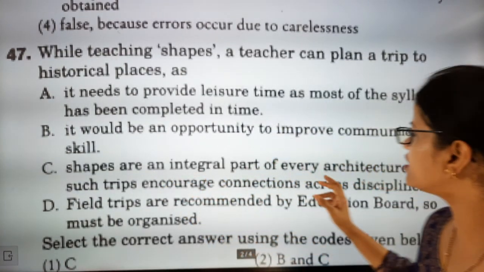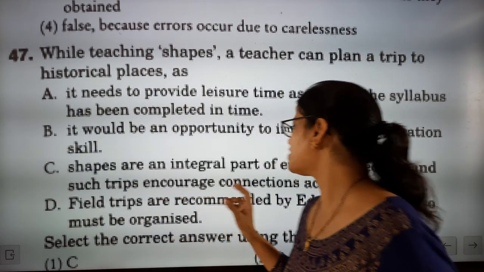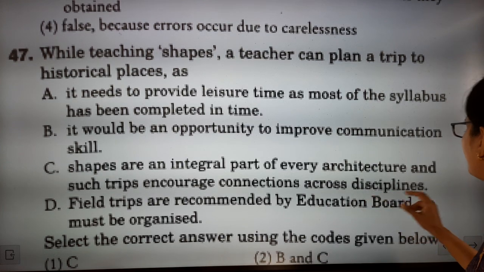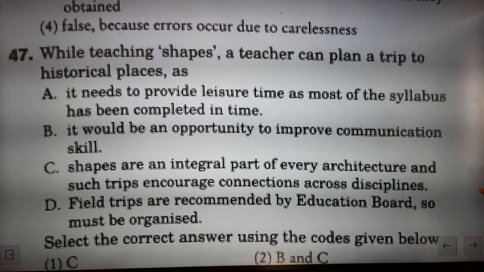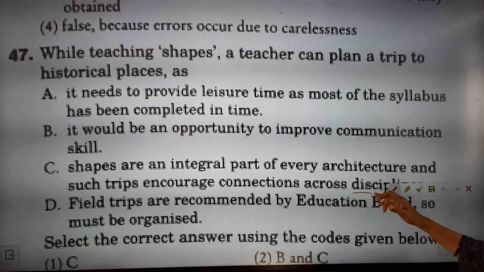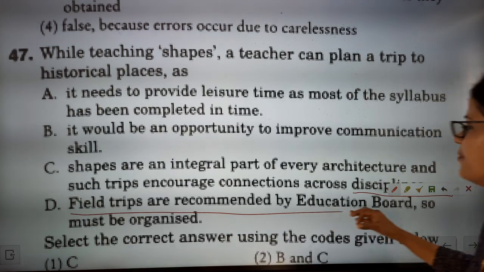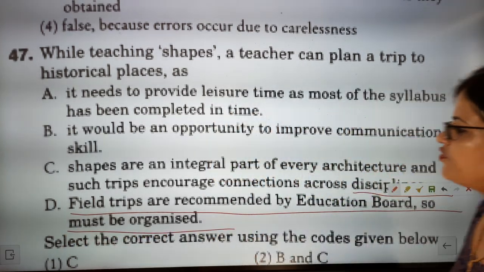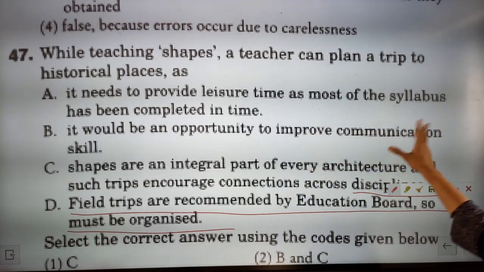Shapes are an integral part of every architecture, and such trips encourage connections across disciplines. The spelling is not clear here. Okay. Now field trips are recommended by the education board, so must be organized. So which one is exactly the correct one?